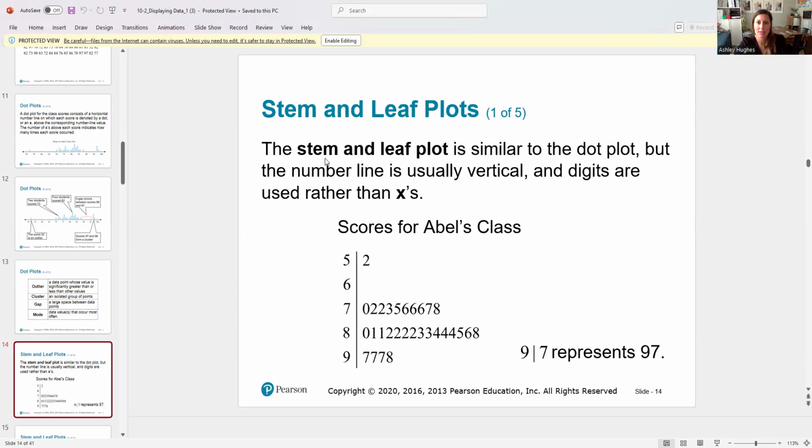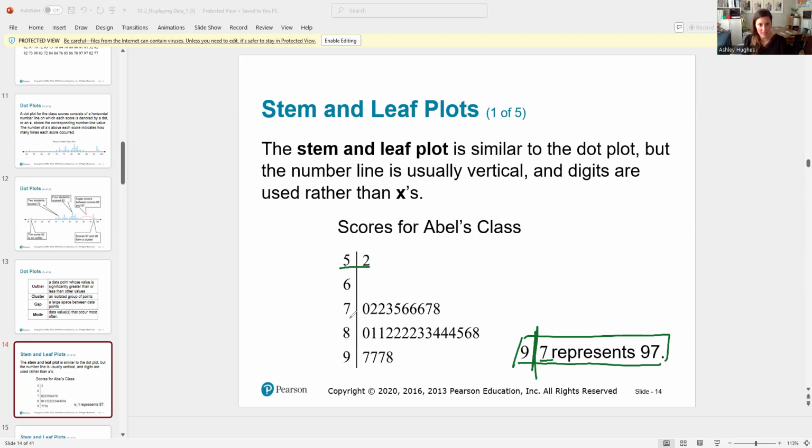This is a stem and leaf plot, another way of representing data. I think this one might be the newest to you, or at least it was just a review for me. Stem and leaf plots are different, and it just takes a little practice reading them. Make sure you read what it says on this side. When you have a 9, then this bar, and then a 7, that represents a grade of 97. This represents a 52.